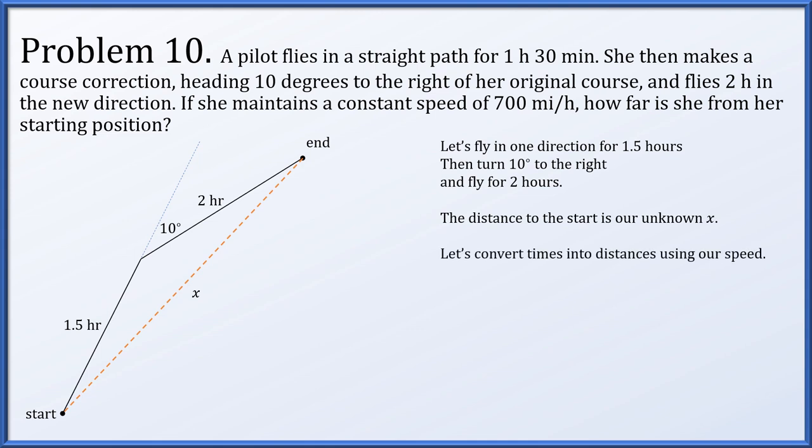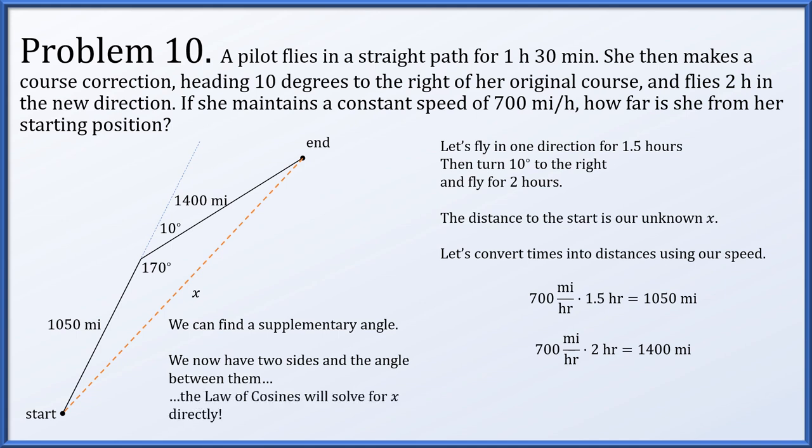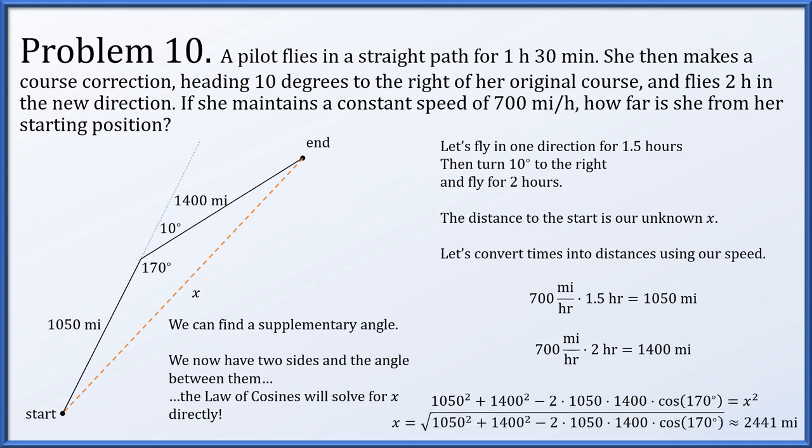However, we've got these things marked off in hours, and that's not really how we measure distance, but we do have a speed of 700 miles per hour. So 700 miles per hour times 1.5 hours gives us 1,050 miles for that segment there, and for the other segment, we get 1,400 miles. Now we can find a supplementary angle to that 10 degrees, it's 170 degrees. Observe, we have a triangle with two sides, 1,050 and 1,400, and the angle between them, 170 degrees. So the law of cosines will allow us to solve for x, the side across from 170 degrees, immediately. Specifically, one length squared plus the other length squared minus twice the product of the two lengths and the cosine of the angle between them will be the opposite length squared. So we take a square root, and this is approximately 2,441 miles.